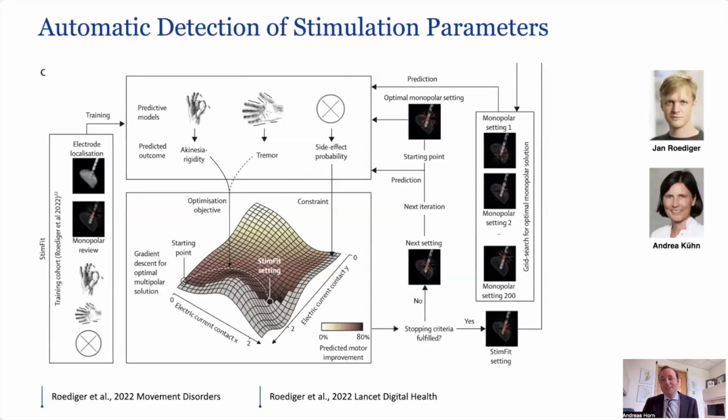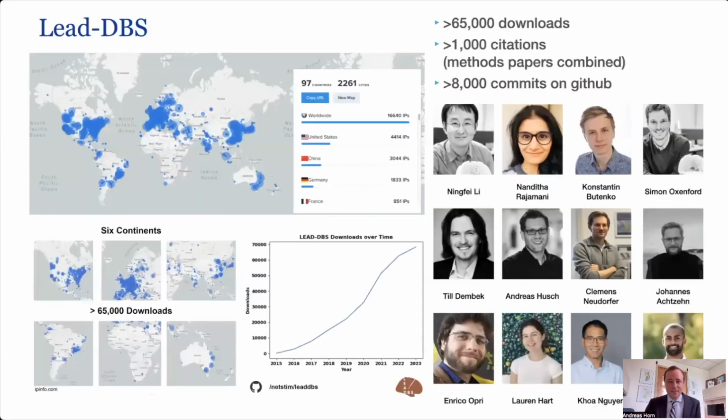And the current culmination of success of the toolbox has been a clinical trial led by Andreas and Jan Rödiger in Berlin, where they used Lead-DBS to suggest the optimal stimulation parameters for patients that led to an improvement that's comparable, non-inferior to the expert decisions.